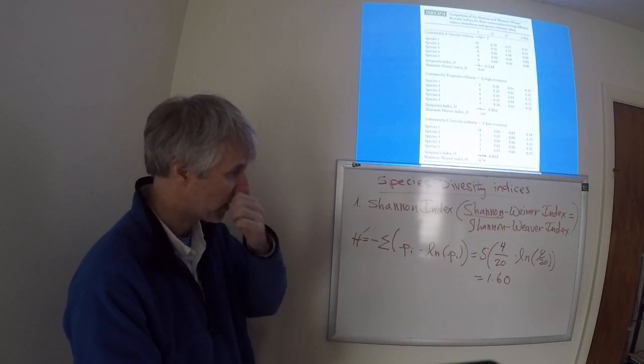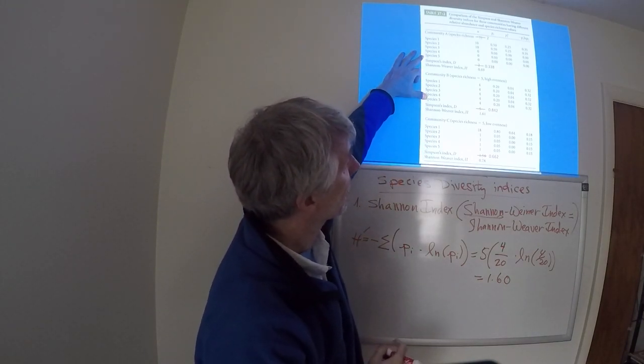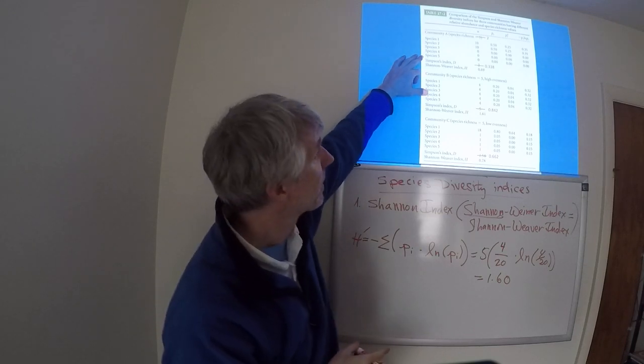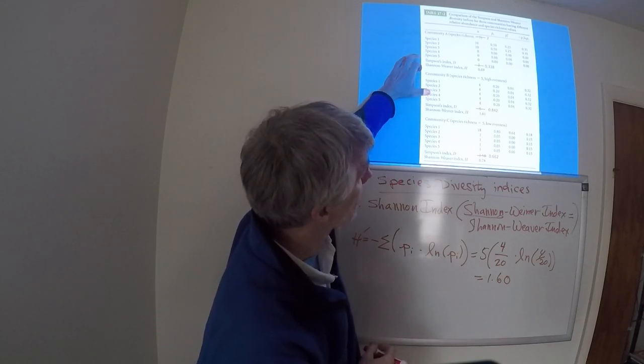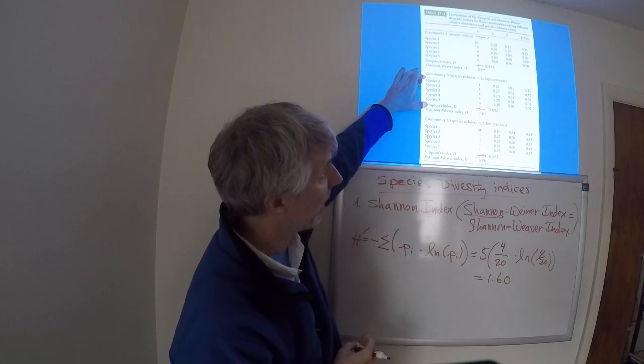Okay, 1.6. So notice that comparing community A to community B, community A has lower richness, community B has higher richness.